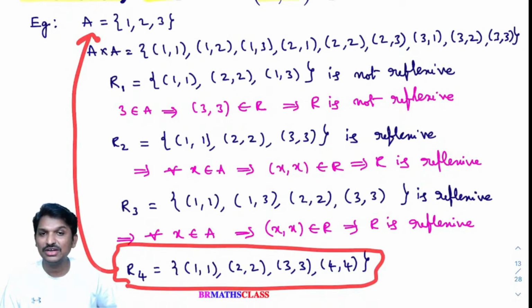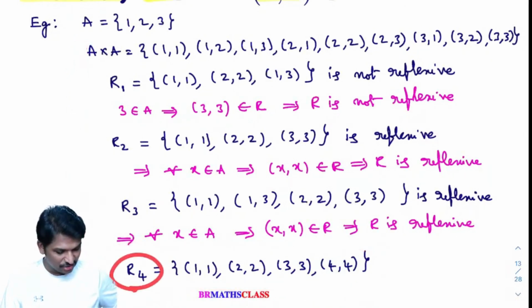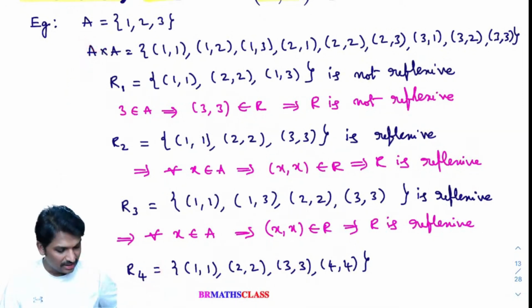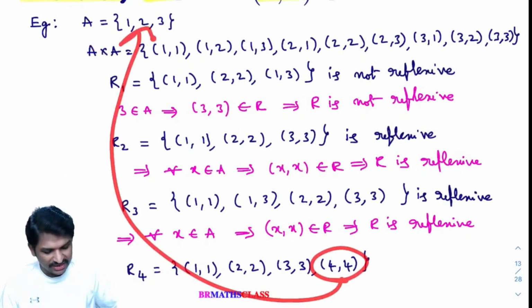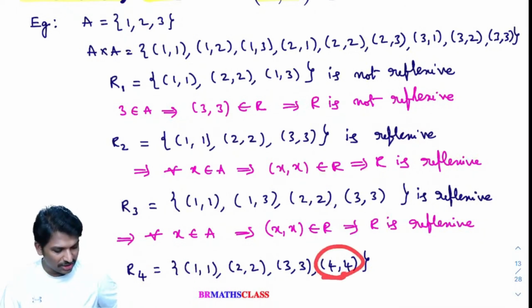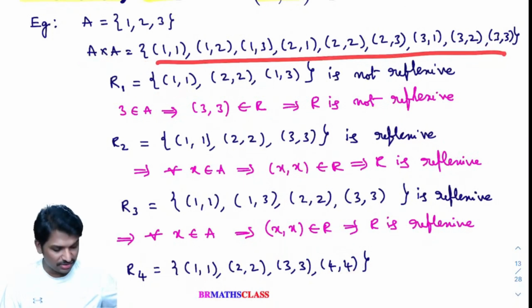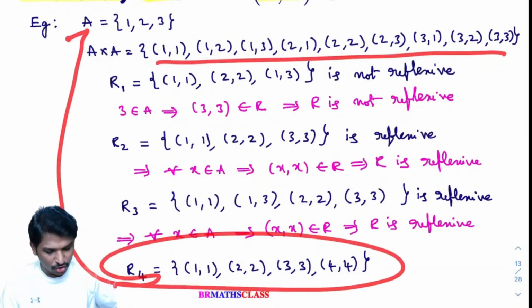This is not a reflexive relation. Why? Because this is not a relation on A. Okay. Because you look here, 4 comma 4. 4 is not there in set A. Is 4 comma 4 there in A cross A? Check here. It's not there. First point, this is not a relation on this set.